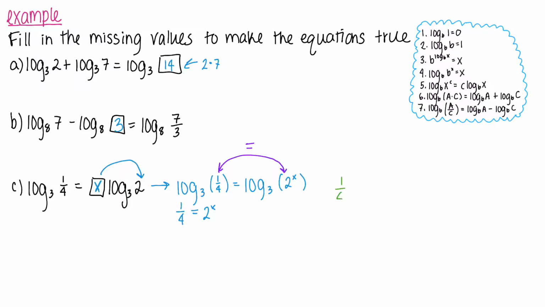So 1/4 is the same as 4 raised to the negative 1, right? Negative exponents put something in the denominator. And I know that 4 itself is 2 squared. If you have exponents outside like this, you can multiply them together. So this is 2 to the negative 2. So instead of 1/4, I'll write 2 to the negative 2 is equal to 2 to the x. And then these exponents have to be equal. So negative 2 is equal to x.